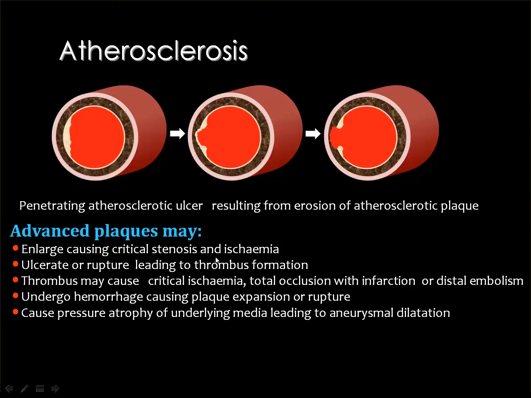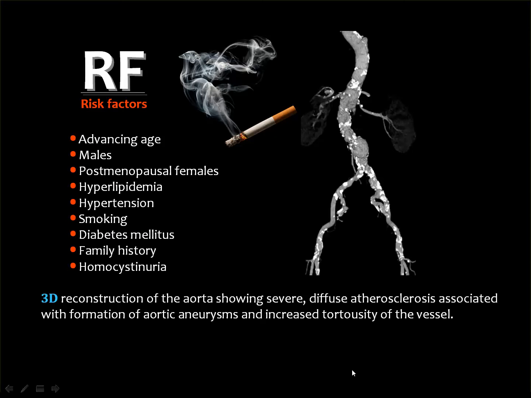Then the plaque may enlarge and cause critical stenosis and ischemia, may ulcerate or rupture, leading to thrombus formation, and the thrombus may cause critical ischemia, may occlude the vessel, resulting in infarction, or may embolize, causing distal embolism. The plaque may undergo hemorrhage, causing plaque expansion or rupture. And the pressure atrophy on the underlying media may lead to the formation of an aneurysm.